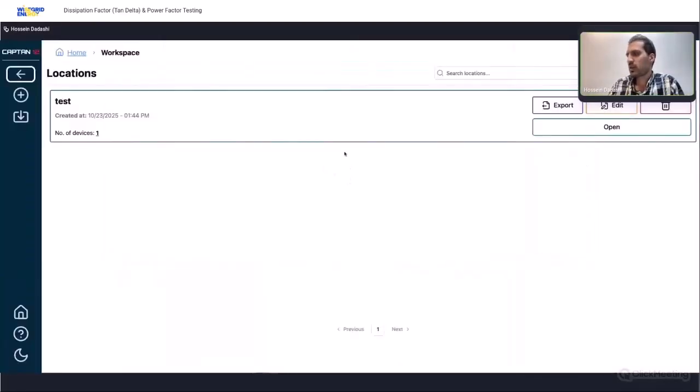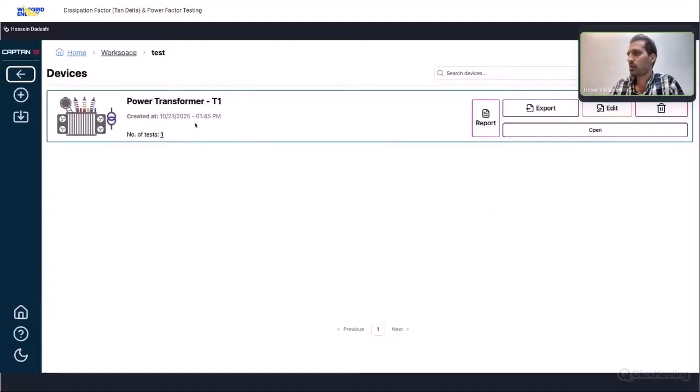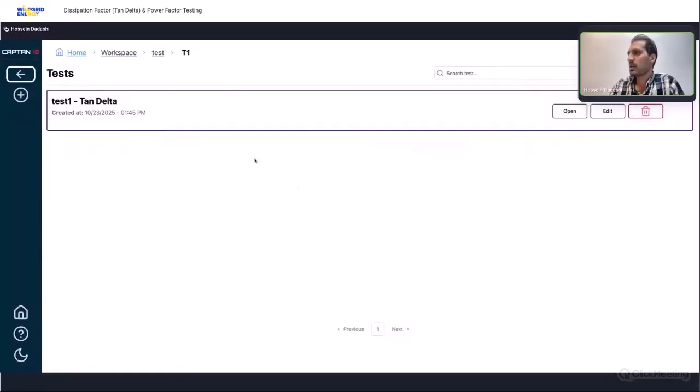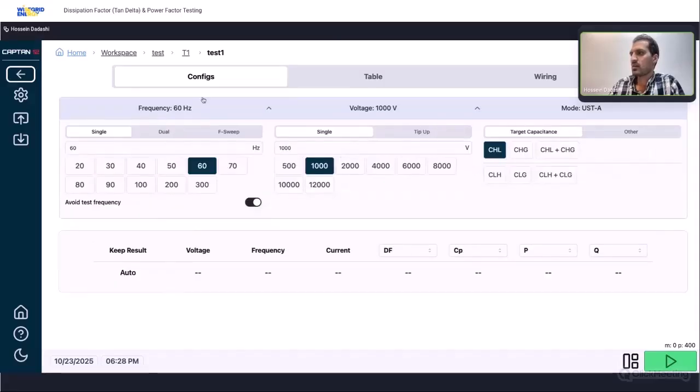If we want to define a project, we can start from the workspace, define our location, our equipment in the location, and define some tests for our equipment. For example, I want to measure tan delta of a transformer, bushing, or frequency sweep, tip-up. We can define and manage all tests here. Also, there is an online software. We can define all projects there and import them into the device. Then go beside the transformer, just click and start the test.